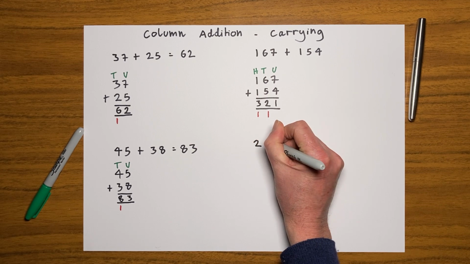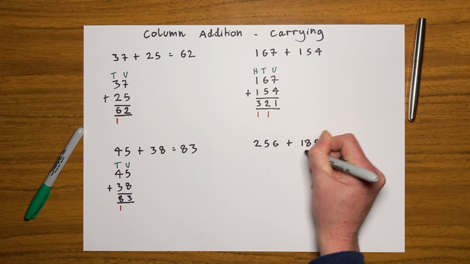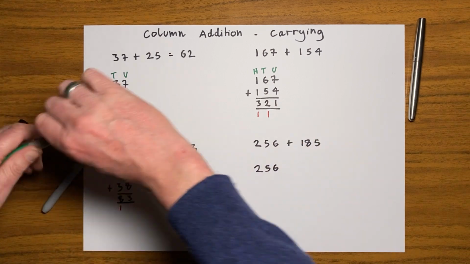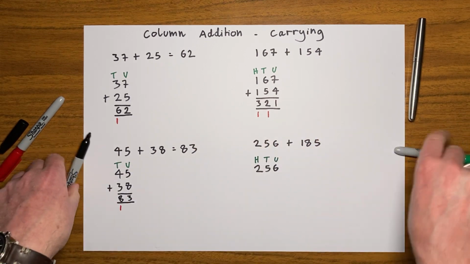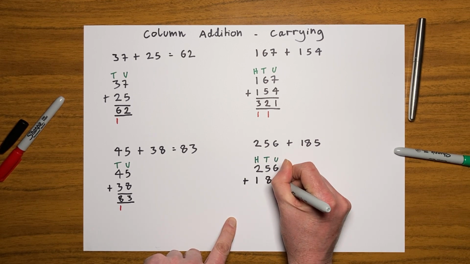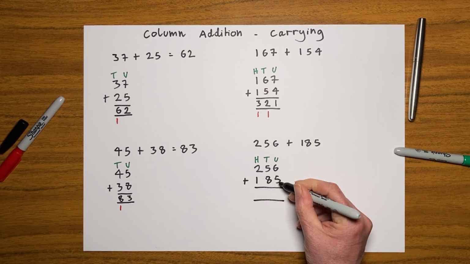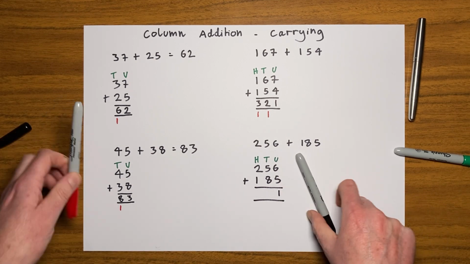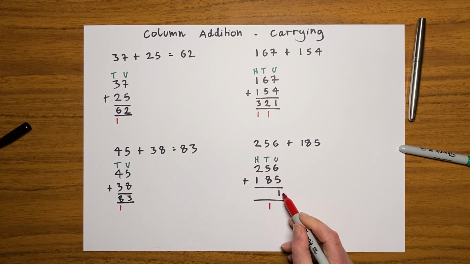We'll do 256 add 185. So 256. Here we go. I've got my units, tens and hundreds, and I'm going to add 185. Let's start adding and carrying those digits over. So 6 and 5 is 11. So I put my 1 here and I carry over that 10 there. So there you go. 6 and 5 is 11.